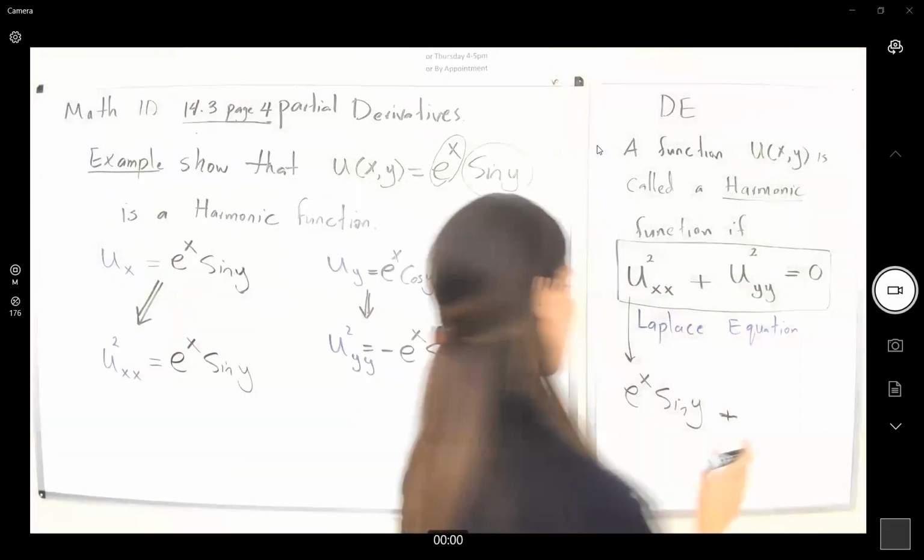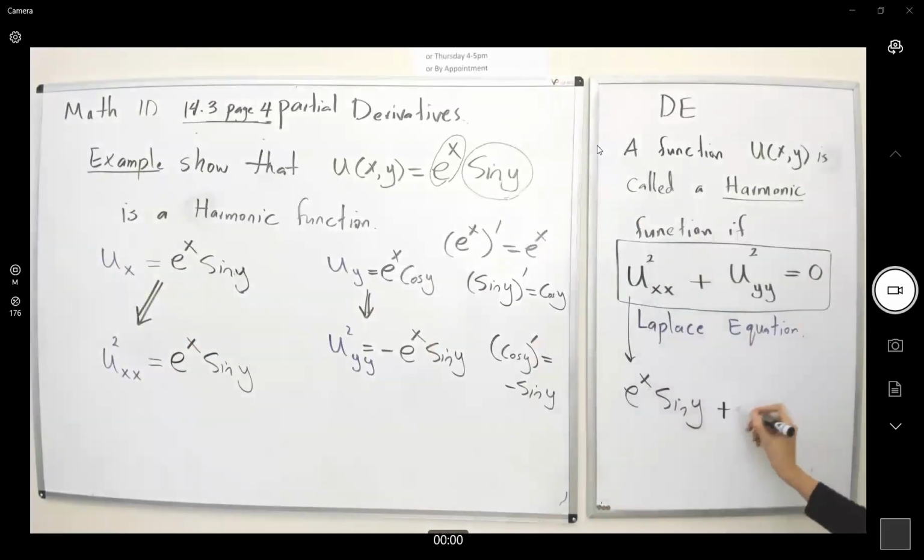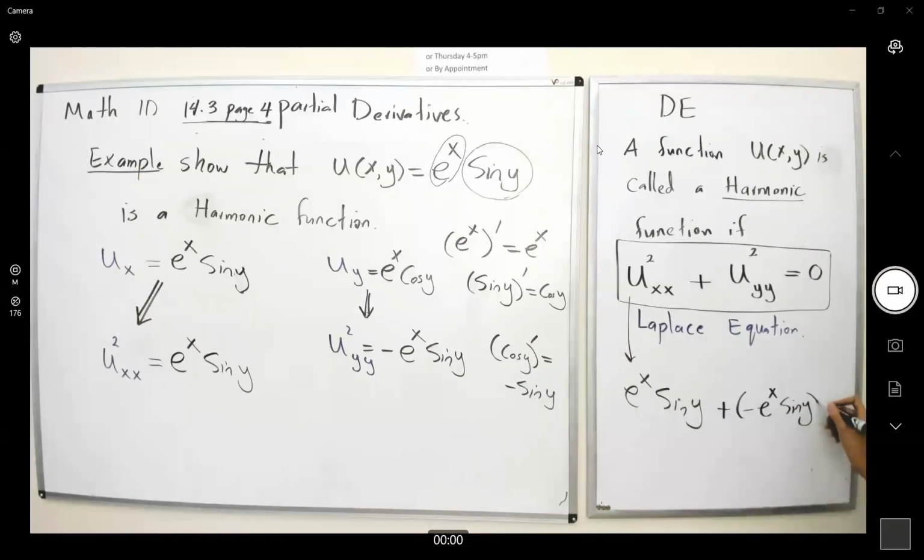Well, I have plus minus e to the x sine y. They are opposite of each other. The outcome is equal to 0.